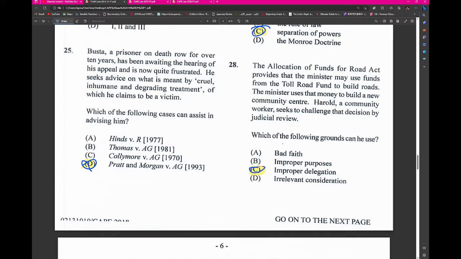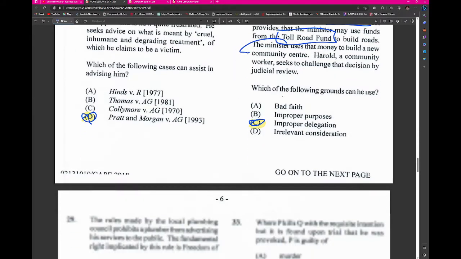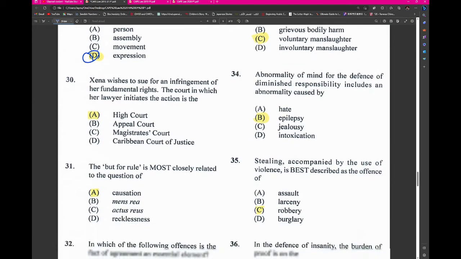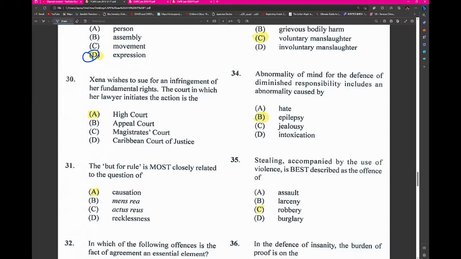Alright, this would be improper delegation because by the Road Act, he's supposed to take the toll road fund and build roads, but he used it to build a community center. The rules made by the local plumbing council prohibit a plumber from advertising. Freedom of expression. To sue for an infringement of our fundamental rights, this is High Court. And why would it be High Court over the Appeal Court? Because the High Court would be the court of what? First instance.